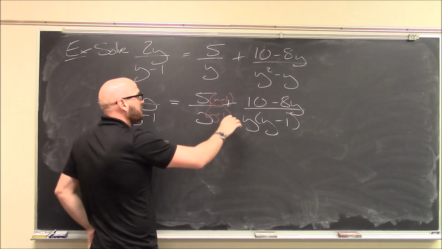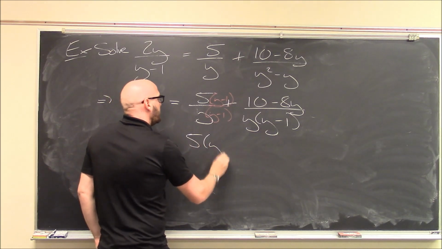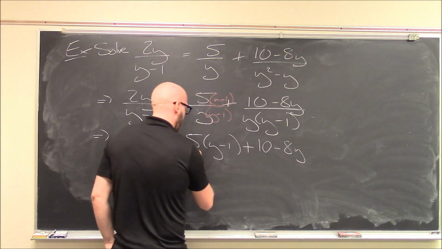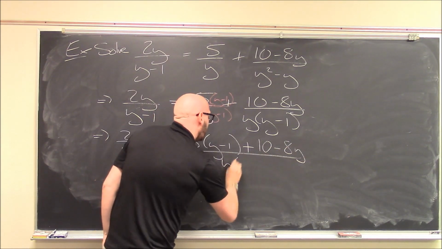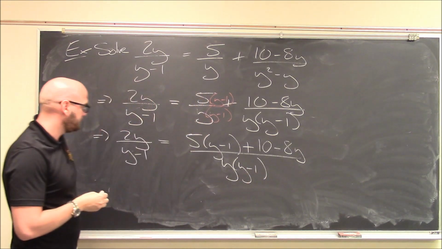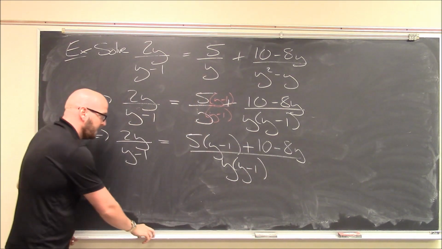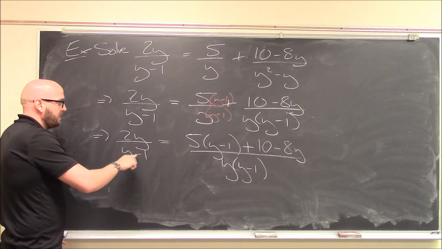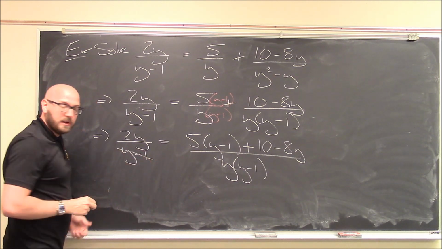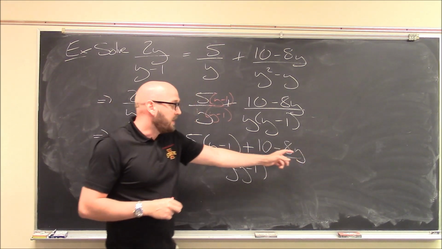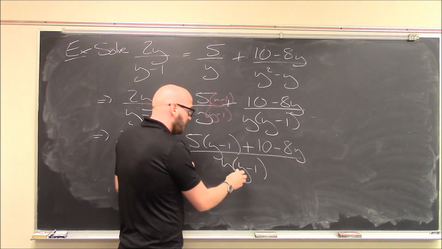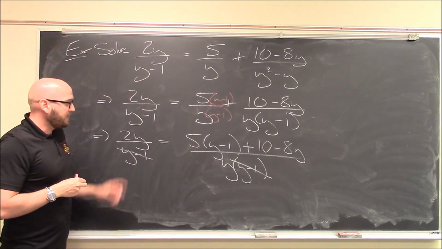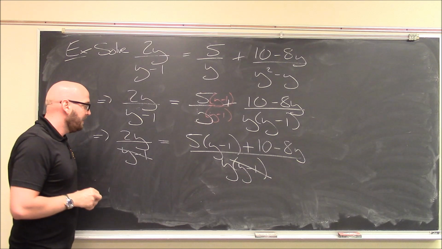So we've got 2y over y minus 1 is equal to, we'll just combine them now. They're both over y times y minus 1, so this will be 5 times y minus 1 plus 10 minus 8y over y times y minus 1. Alright, so I want to cross multiply to clear this of fractions. We'll multiply the left-hand side by y minus 1, and that will cancel out this y minus 1, and we'll multiply the right-hand side by y minus 1. Multiplying the whole right-hand side by y minus 1 also cancels out this one as well. Multiply both sides by y minus 1, and these two denominators go away.